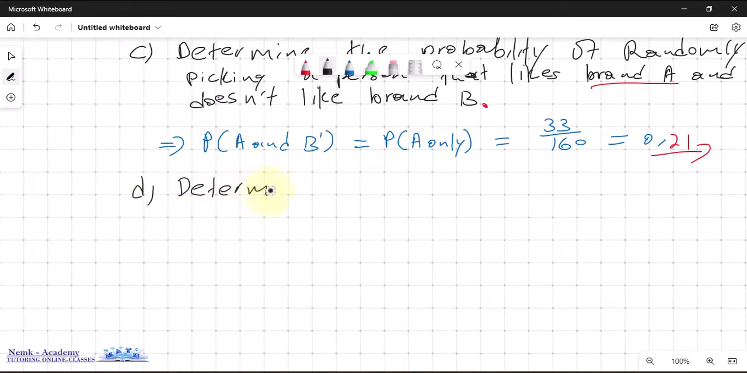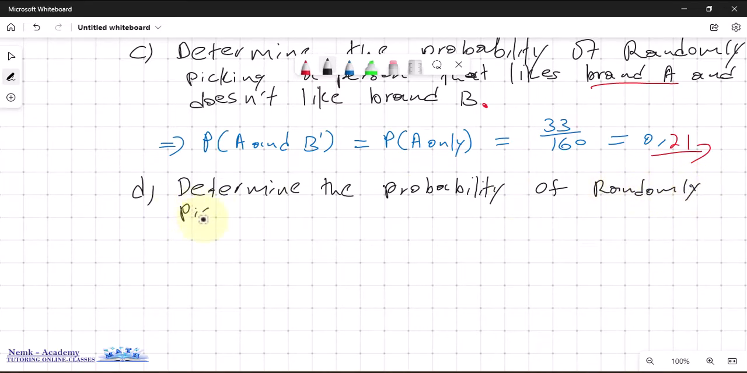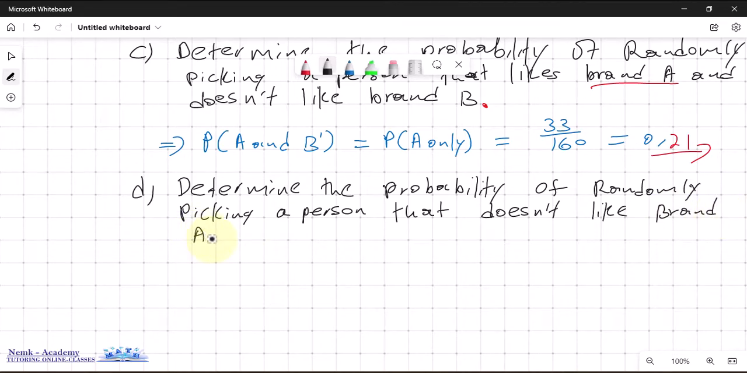Determine the probability of randomly picking a person that doesn't like brand A. Okay, can you read with some understanding, slowly? Read.